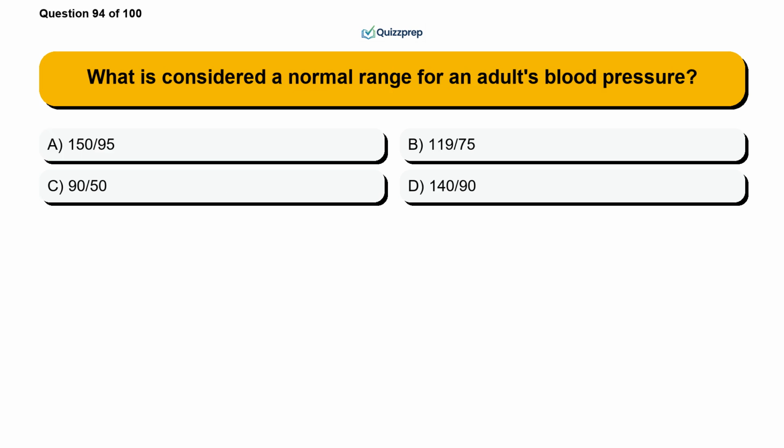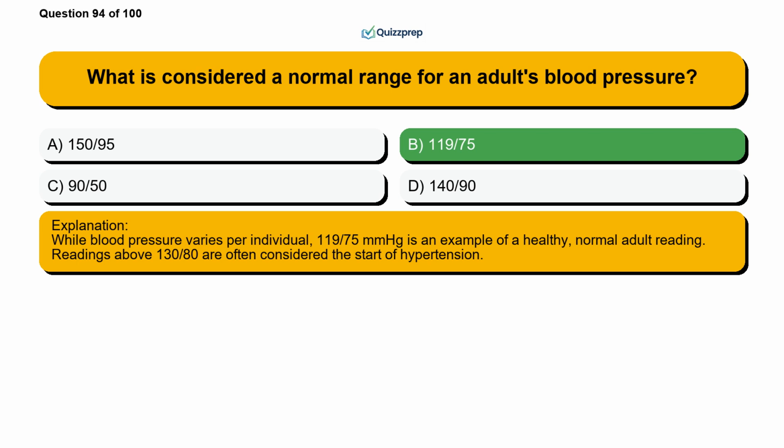Question 94. What is considered a normal range for an adult's blood pressure? Option A, 150/95. Option B, 119/75. Option C, 90/50. Option D, 140/90. The correct answer is option B, 119/75. While blood pressure varies per individual, 119/75 mmHg is an example of a healthy, normal adult reading. Readings above 130/80 are often considered the start of hypertension.